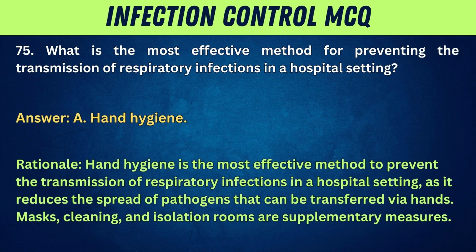Rationale: Hand hygiene is the most effective method to prevent the transmission of respiratory infections in a hospital setting, as it reduces the spread of pathogens that can be transferred via hands. Masks, cleaning, and isolation rooms are supplementary measures.